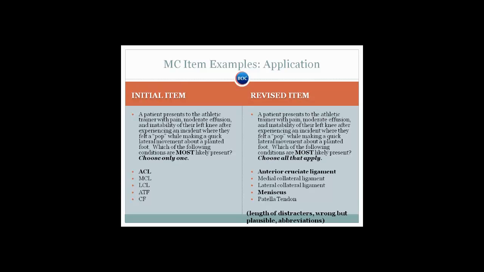Okay. Application. A patient presents to the athletic trainer with pain, moderate effusion, and instability of their left knee after experiencing an incident where they felt a pop while making a quick lateral movement about a planted foot. Which of the following conditions are most likely present? Choose only one. ACL, MCL, LCL, ATF, CF. Whew. No abbreviations, exactly. So the question is okay, but the distractors have to be. And again, those of you that are asking, choose all that apply. It's right there. All right. So link the distractors and are wrong but plausible, and you can't use abbreviations.